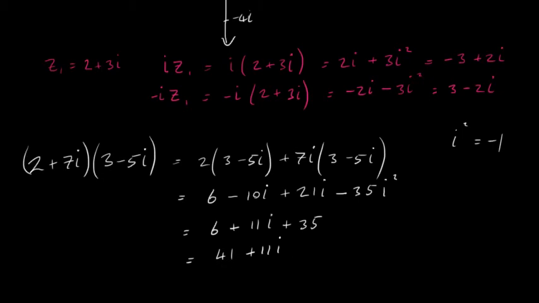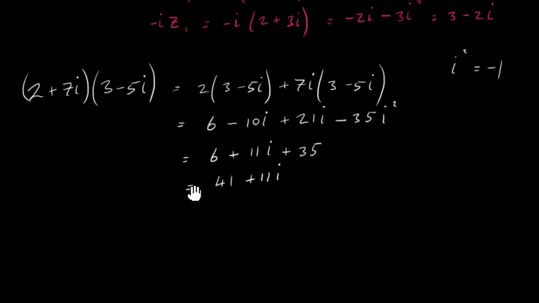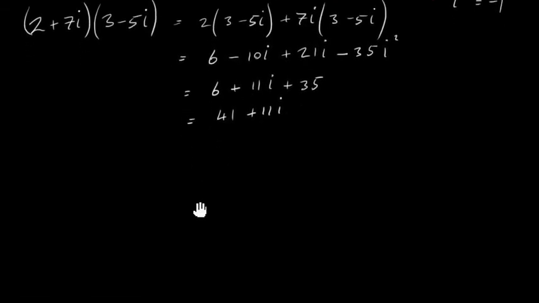So it's fairly straightforward. You just simply do exactly what you do when you're doing normal algebra. Okay, so that's multiplying complex numbers, one complex number by another.